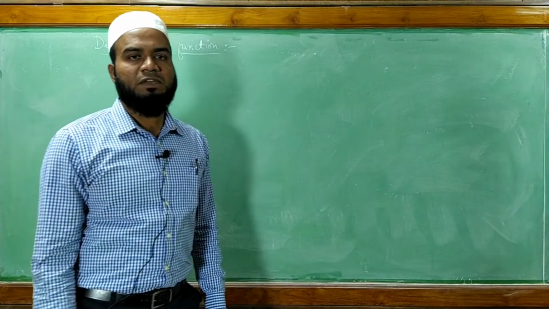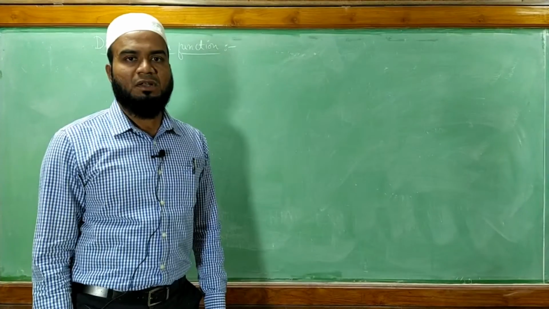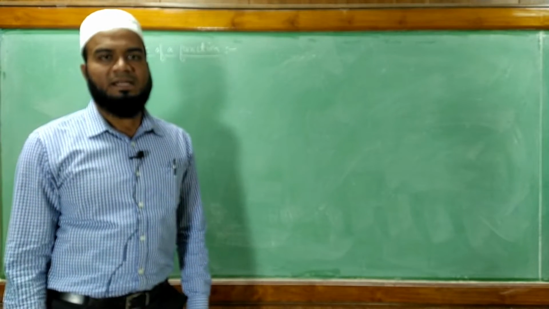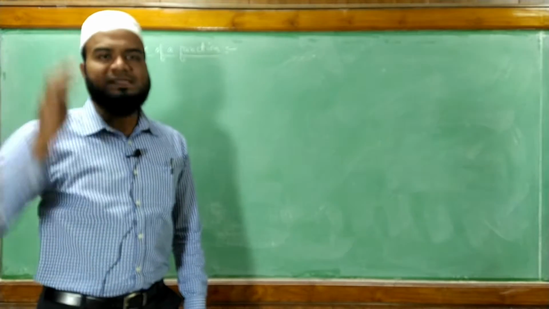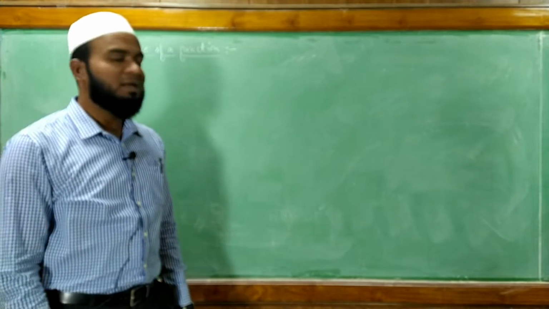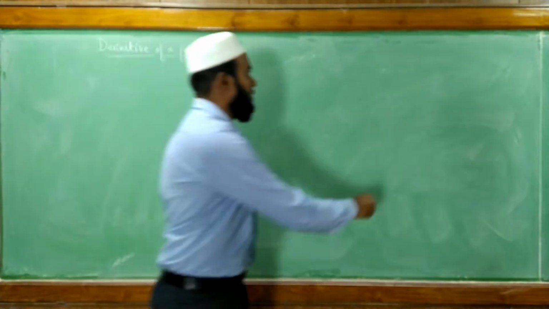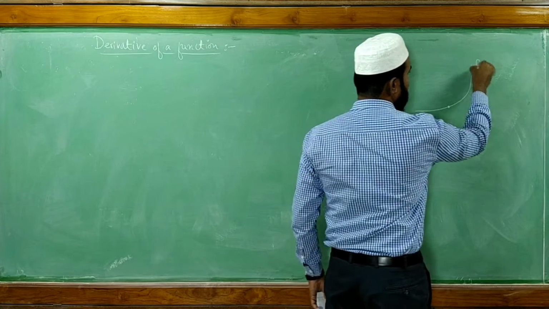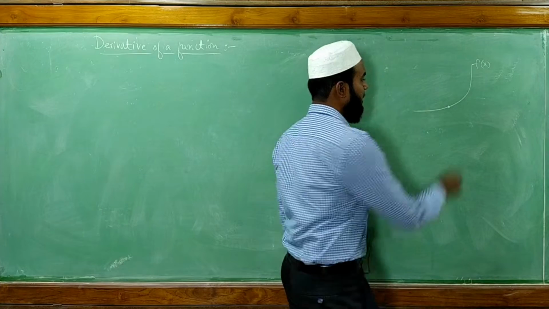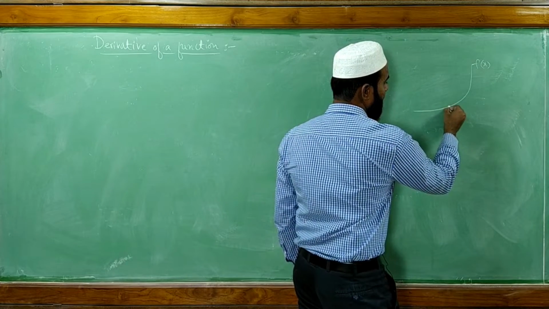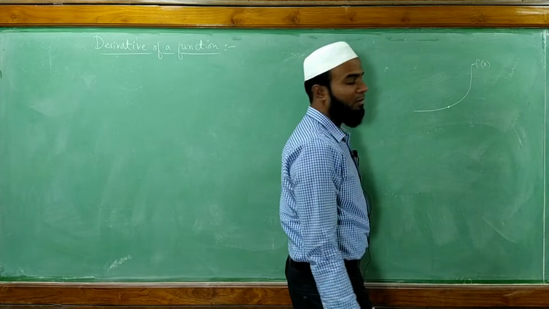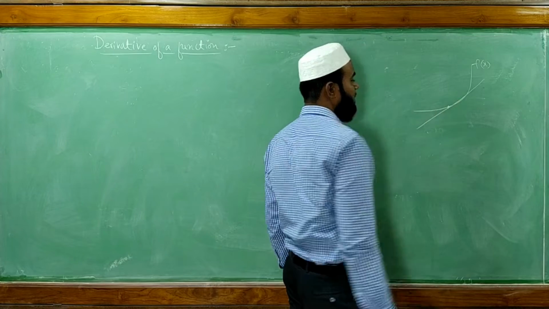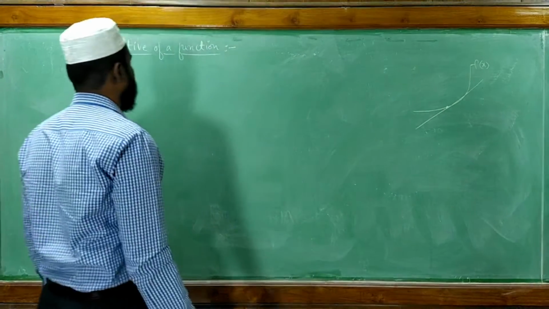Okay, students, just now we have seen the geometrical interpretation of the derivative of a function. The derivative at a point x equals c of a function is nothing but the slope of the tangent. So what is the meaning? Suppose this is the graph of the function f of x. If at this point I want to find the derivative, then the derivative is nothing but the slope of the tangent drawn at this point. The slope of the tangent drawn at this point will give you the derivative of that function.